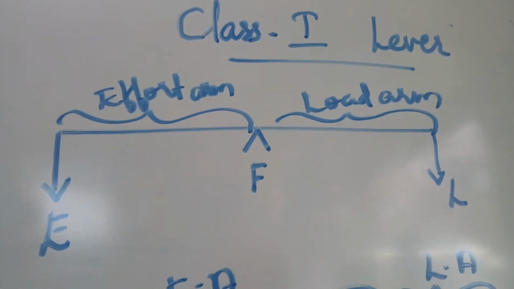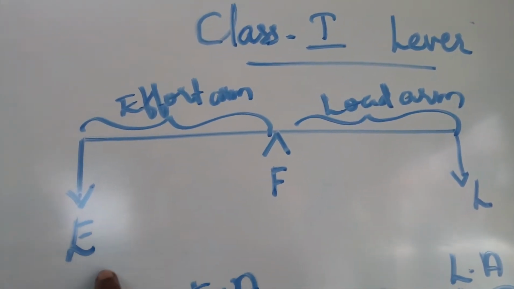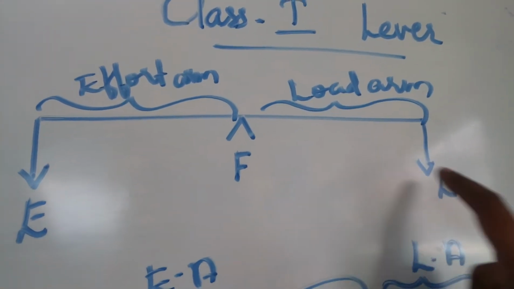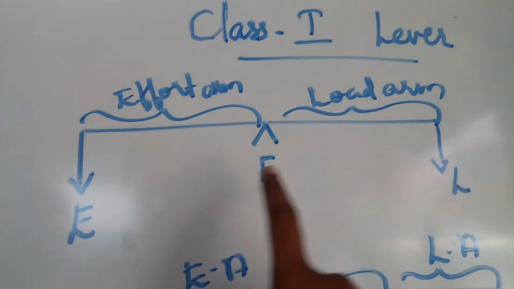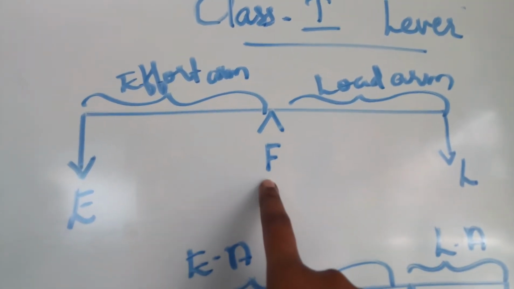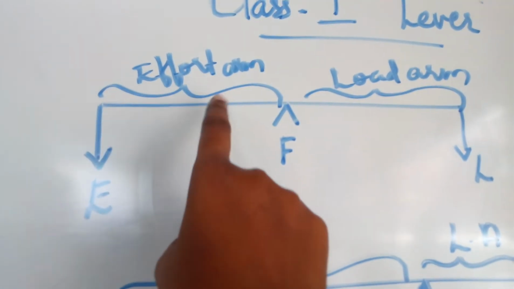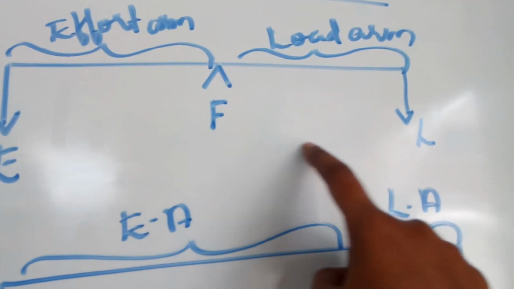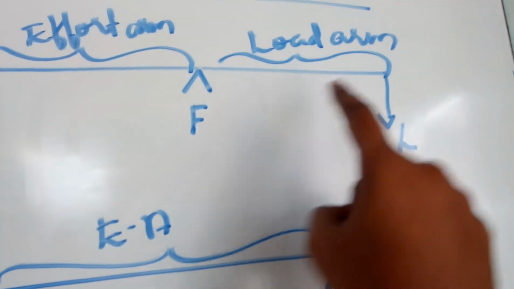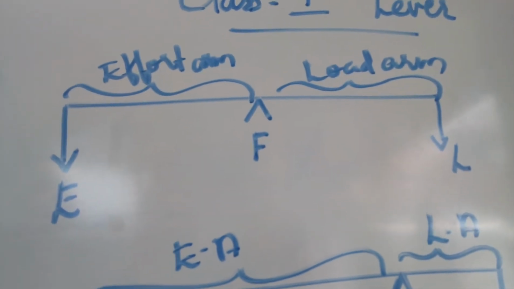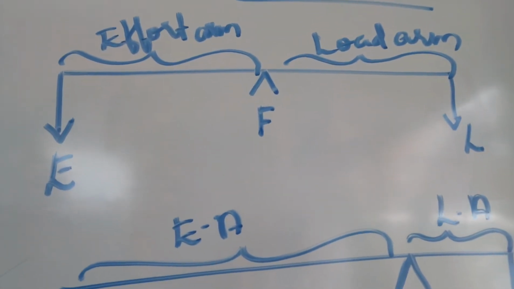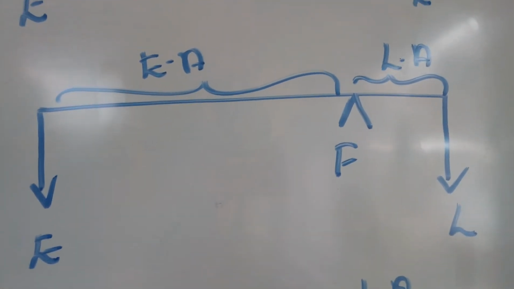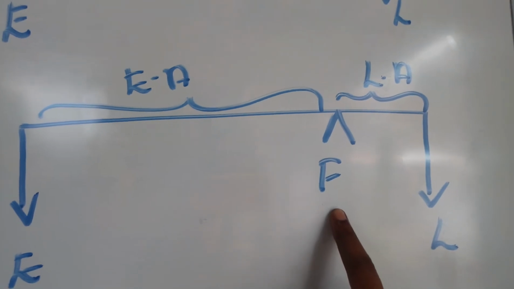Let us move on to class 1 lever. In the case of class 1 lever, fulcrum comes in the middle, effort and load come on either side. Look at the direction of effort and load. Both are acting downward. Fulcrum is the fixed point in the middle. Here, all distances are measured from the fulcrum in the case of levers. So, from the fulcrum to the load, it is called the load arm. The distance between fulcrum and the effort is called the effort arm.